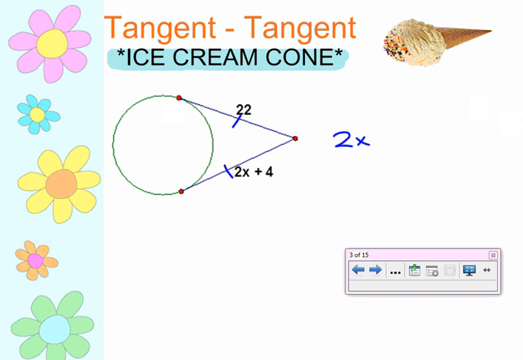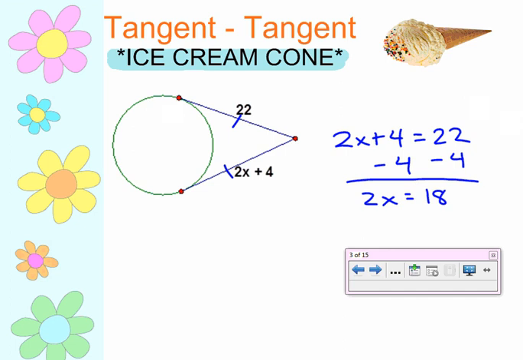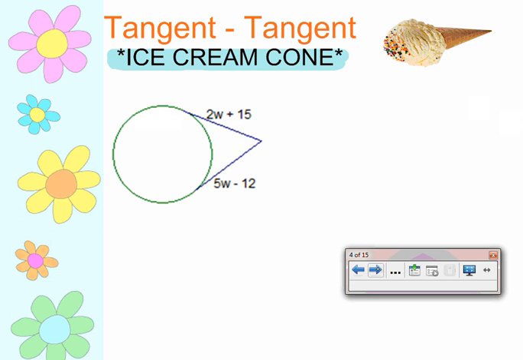So I'm going to have 2x plus 4 equals 22. Subtract the 4 from both sides. We get 2x equals 18. So x, if we divide by 2 on both sides, x will give us a value of 9. Okay, now remember a tangent is a line or a segment that touches the circle in one location. Okay, so let's look at another example.